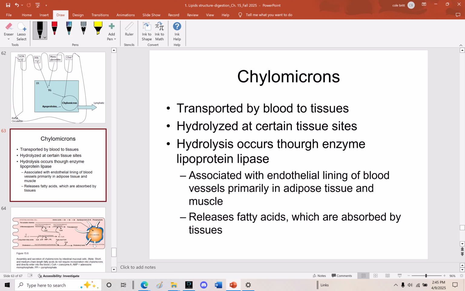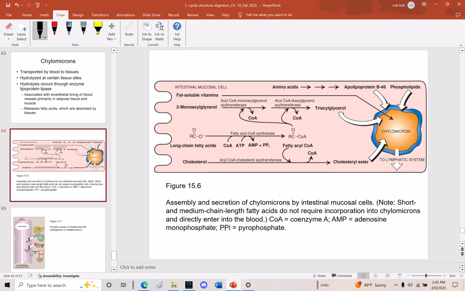So again, remember, this is the intestinal cell. This is from your textbook. It's a little better picture. Here's the brush border. So they're going to be absorbed: the fat-soluble vitamins, the 2-monoacylglycerols, the fatty acids that have been broken off, the cholesterols, all of that's going to be incorporated in the chylomicron. But remember, you have to rebuild the triglycerides and the cholesterol esters, all of that has to be rebuilt, and then they're incorporated into the chylomicron.